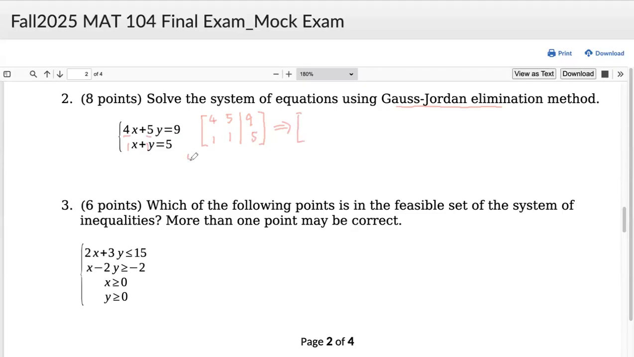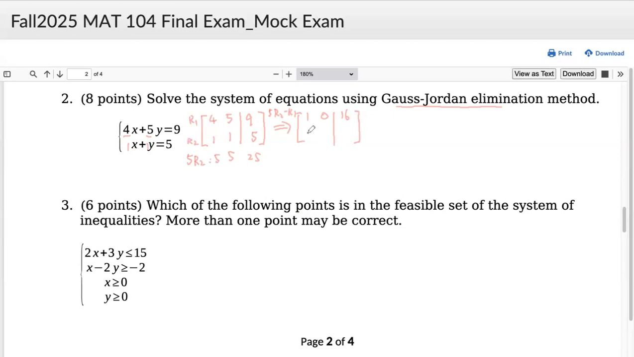Maybe we can think of 5 R2. This is R1, meaning the first row, and R2 means the second row. We want to build a bridge. Let's do 5R2: 1 times 5, 1 times 5, 5 times 5, 25. Then we do 5R2 minus R1. So 5R2 is a bridge. 5 minus 4, bingo, 1. 5 minus 5, bingo, 0. So one stone kills two birds. And then 25 minus 9, 16.